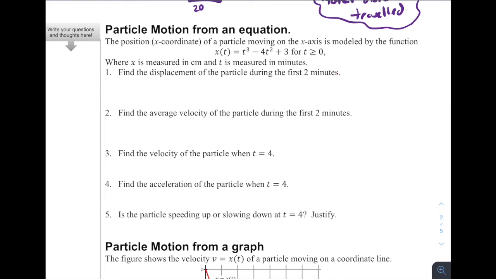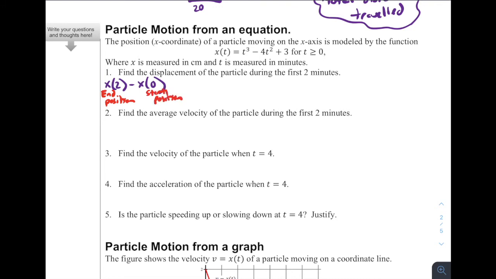So in this case, if we're finding the displacement of the particle in the first 2 minutes, we want to really think about how the object changed, where it ended up versus where it started. So I'm curious in this case what x of 2 minus x of 0 is going to be. This is the ending position. This is the starting position. So we can highlight that as well. So ending position and the start position.